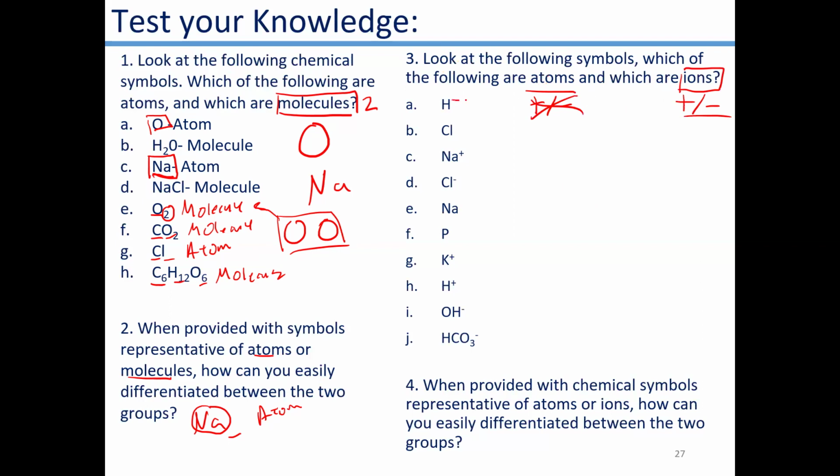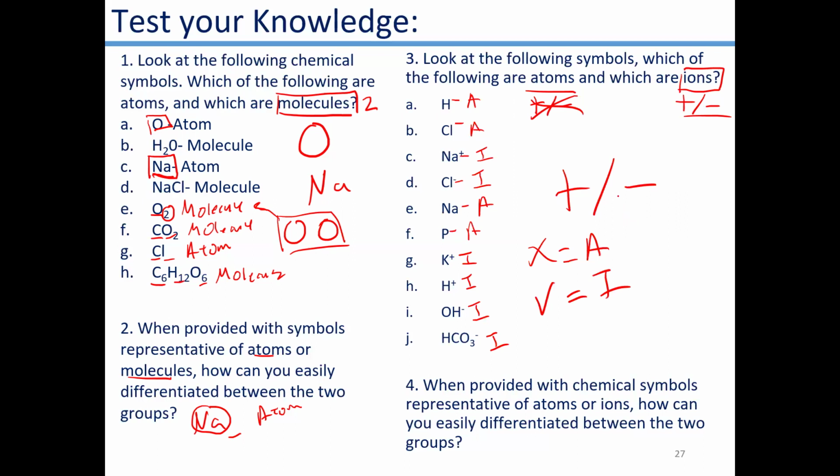We don't have anything over here, so this will be an atom. Over here, we don't have anything, so that's going to be an atom. Over here, we have a positive, so that's going to be an ion. We have a negative, so that'll be an ion. This atom, this atom, we have a plus, ion. Over here, we have negative, so that's an ion. And then this as well, which is going to be an ion. So the trick for this, again, is to look for a positive and negative. If we do not have one, it's going to equal an atom. If we do have one, it will be an ion.